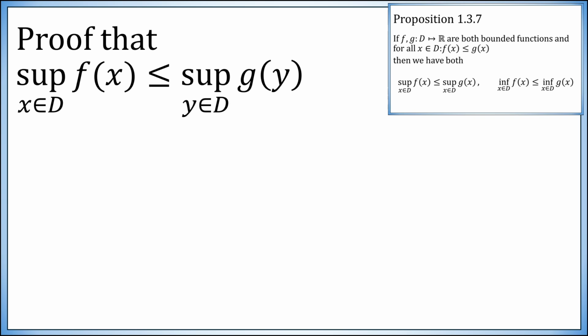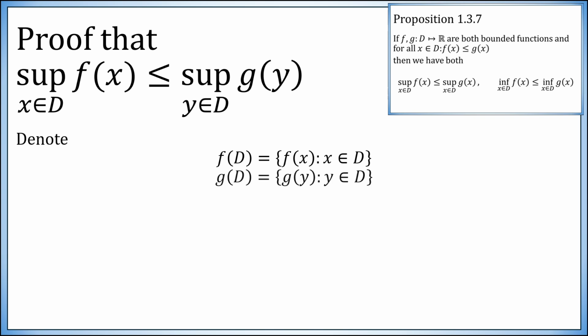Okay, so let's prove this statement right here. So let's denote f of capital D as the set of values. Now formally speaking, this isn't super great. F is a function whose domain is elements of D, and now we're just defining that you can plug the set D into F, but I think we'll all be okay with it, that F of a set is just the set of all values that F can take. Similarly, we'll define G of D in this way.